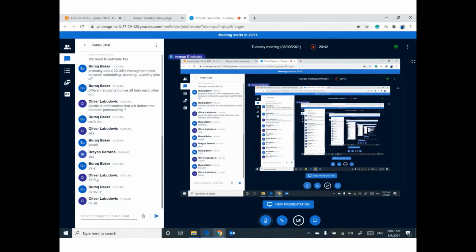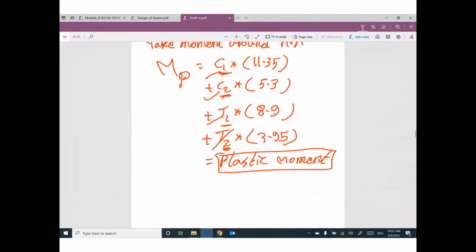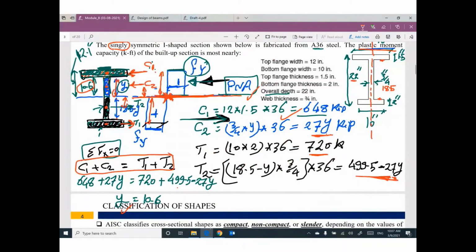This problem is one problem included in one of the textbooks for the professional engineer exam.